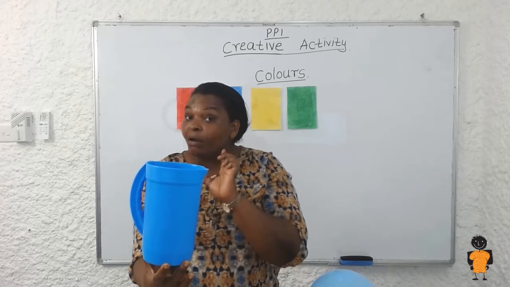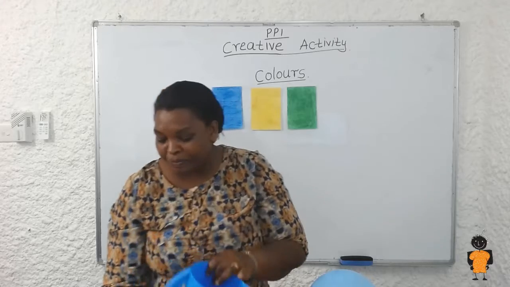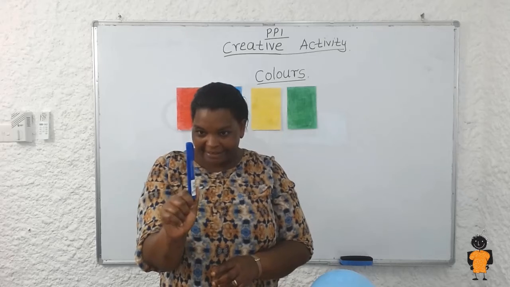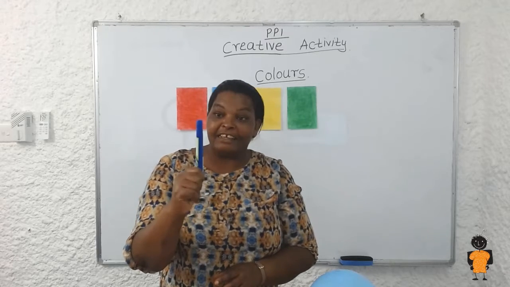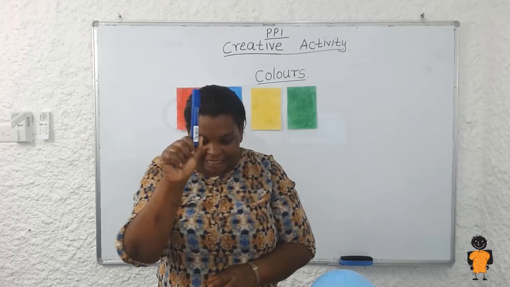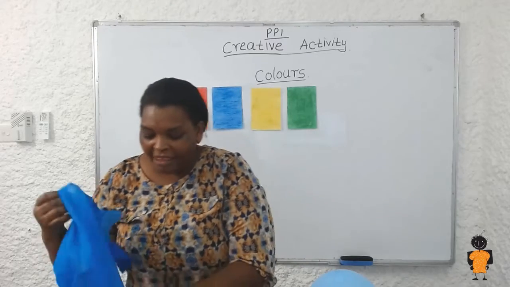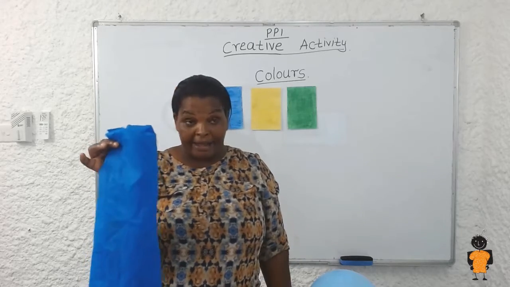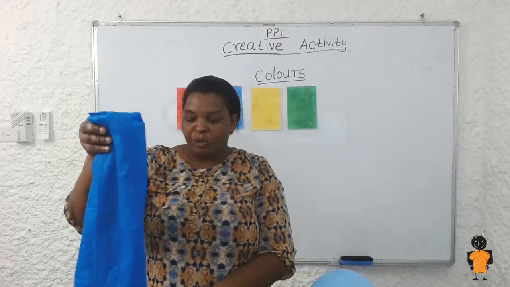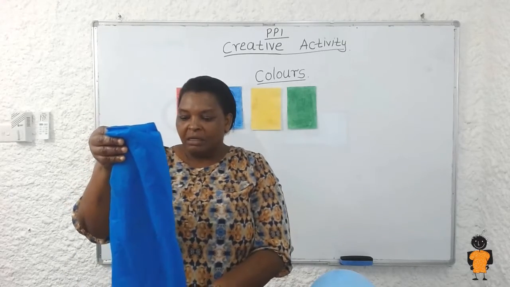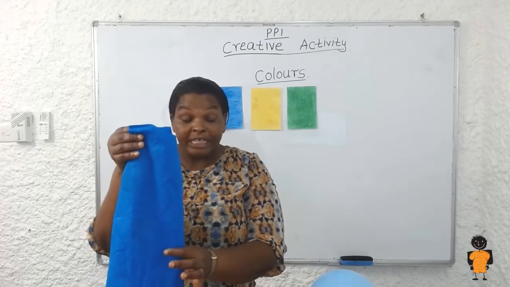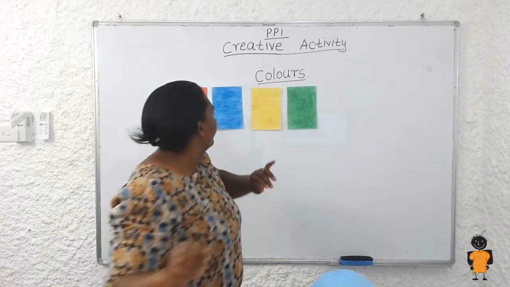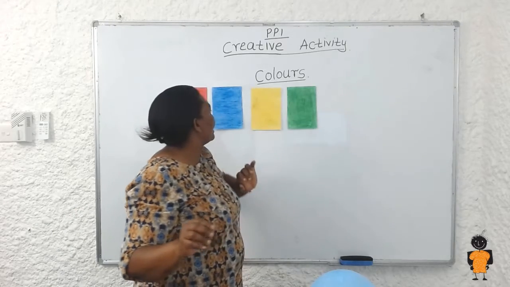This color is blue. Okay, learners. I have also a mark pen. This one, and it is in blue color. Then I have this one here. A carrier bag, where we put things when mommy goes for shopping. And it is in blue color. Okay? Good.